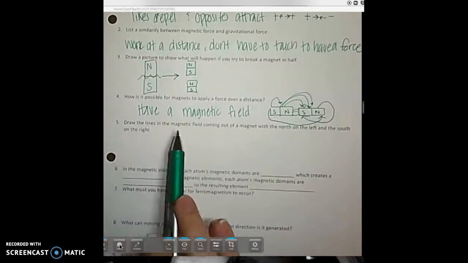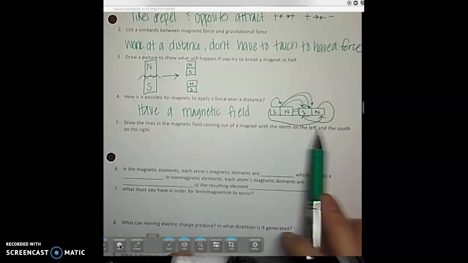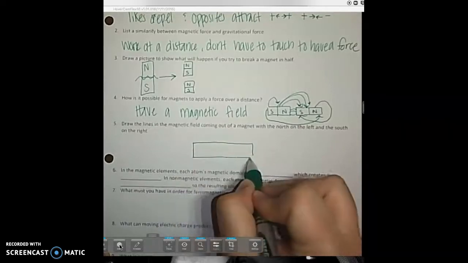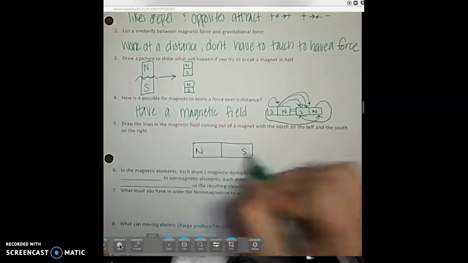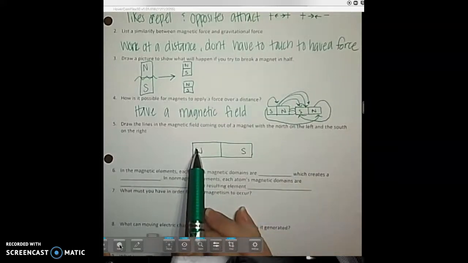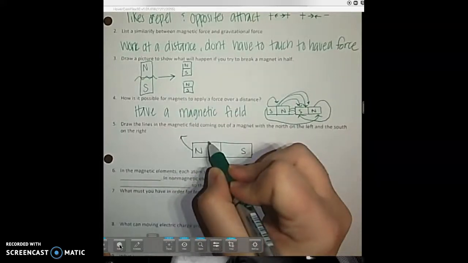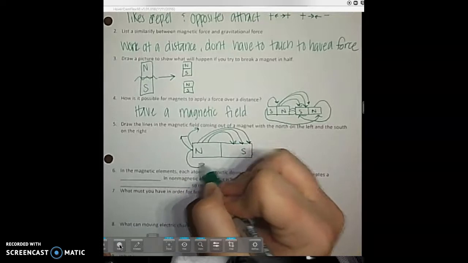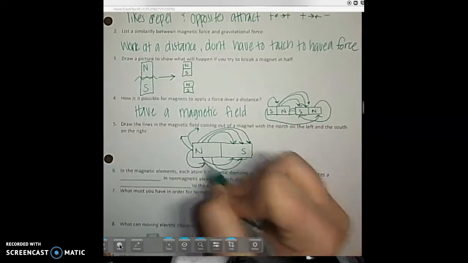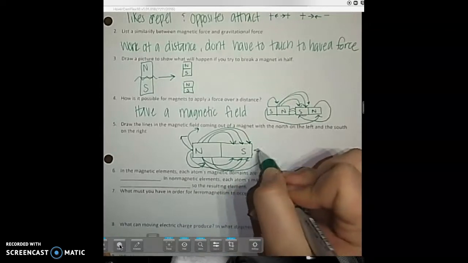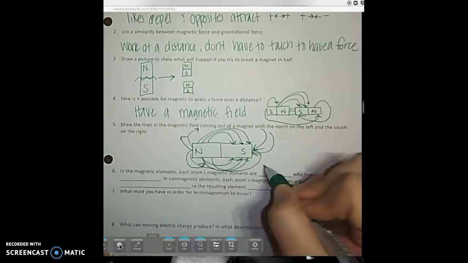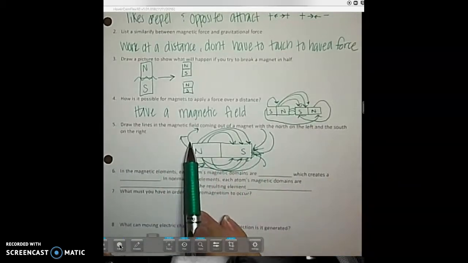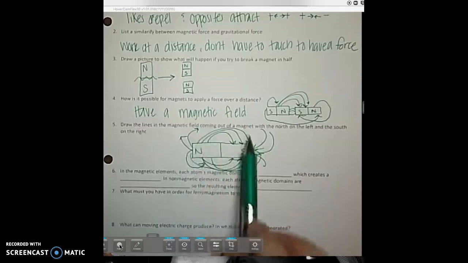It says draw the lines of the magnetic field coming out of the magnet with the north on the left and the south on the right. So we basically just did that, but we're going to go ahead and draw it again. So we've got our magnet, and we've got a north end and a south pole. And remember, all of the magnetic fields go out of the north and go into the south. And they work at a distance. So we're going north to south, coming out of the north end and into the south end. Remember, if I ask you to draw this, your arrows need to be going the correct direction, and you have to have arrows. You can't just have lines.